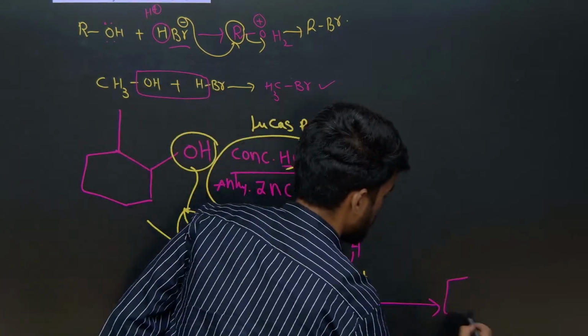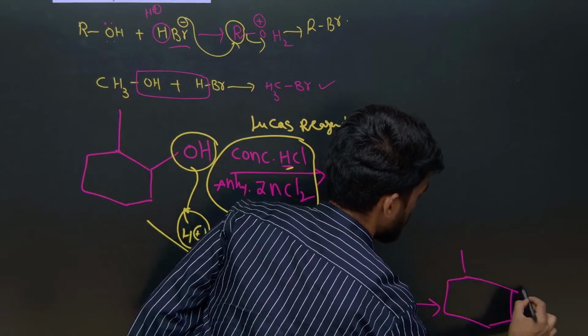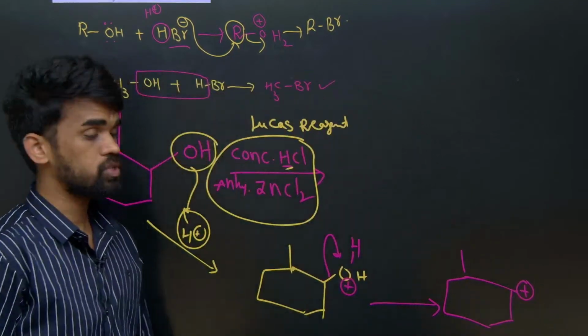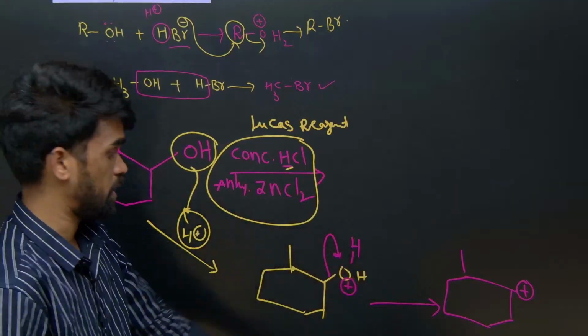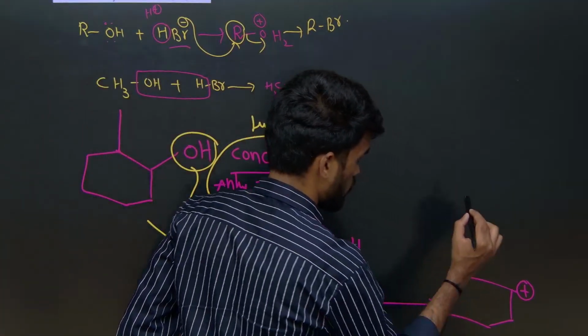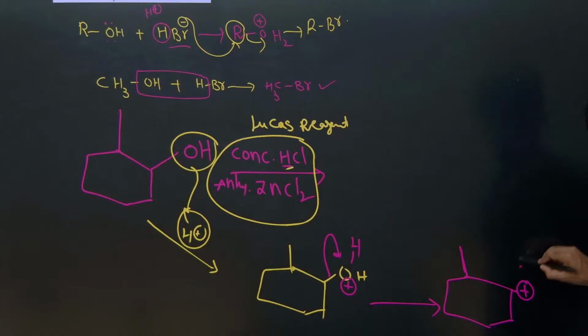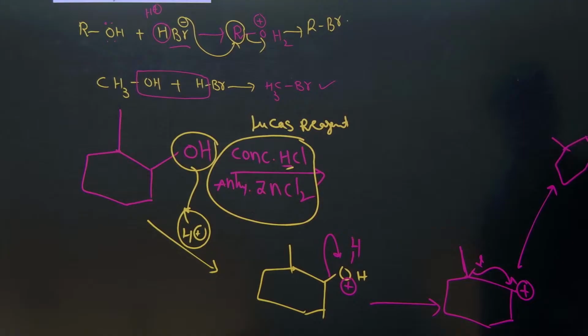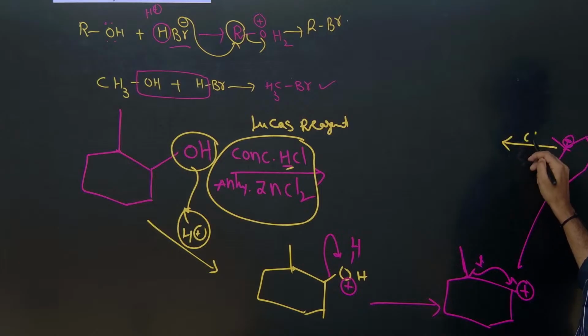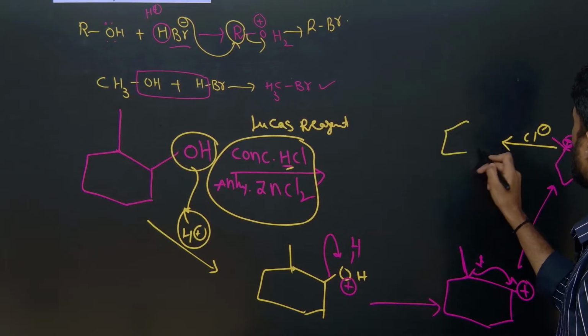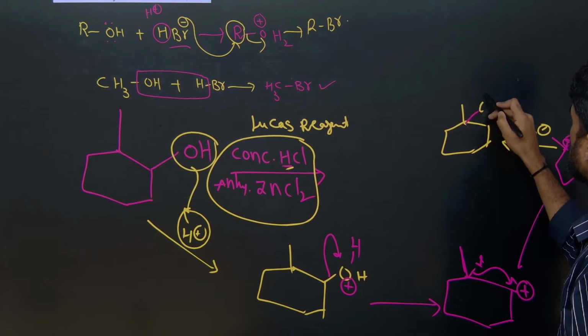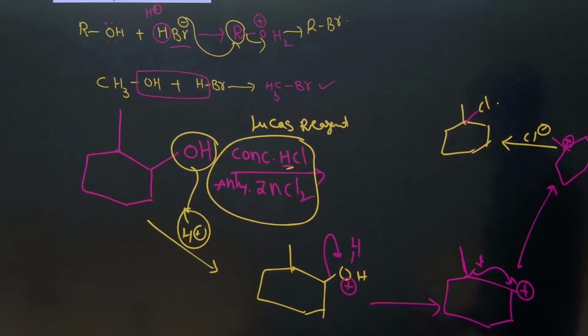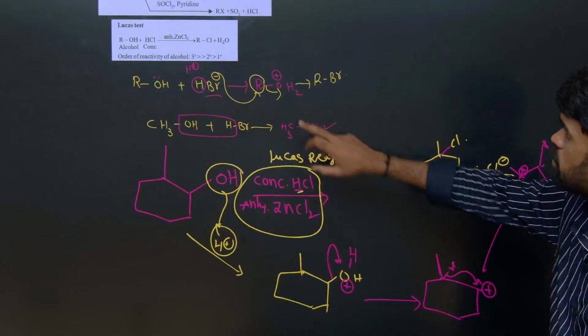So what we are getting here? It is a carbocation. So this carbocation is secondary carbocation. To this, if we shift this to here, what happens? We will be getting a tertiary carbocation. On this you can add chloride ion, negative part. So we will be getting Cl like this. I hope it is clear. So this is what happens with HX.